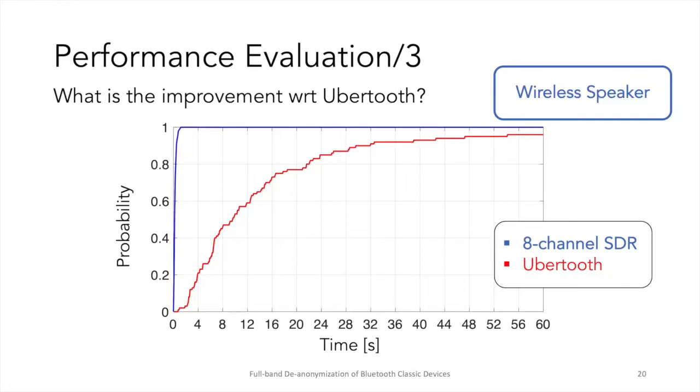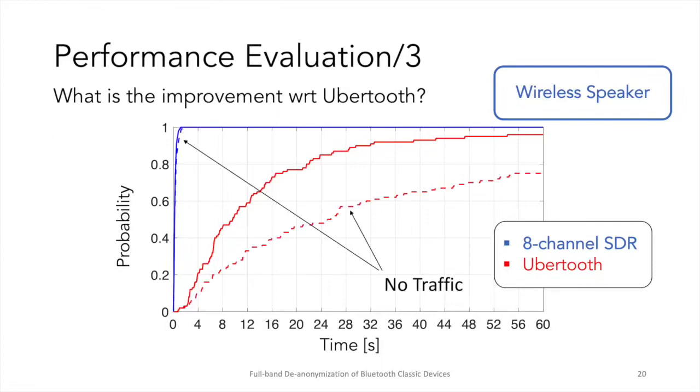Here, for example, we are streaming music from a smartphone to a Bluetooth loudspeaker. In this graph, we can see that the results are pretty much the same as before, both when music streaming is on and off, with Ubertooth resolving the correct UAP only 80% of the times in less than 1 minute, if music streaming is off. Having a system that is faster at resolving the target UAP is not only useful. In some cases, this might be necessary.